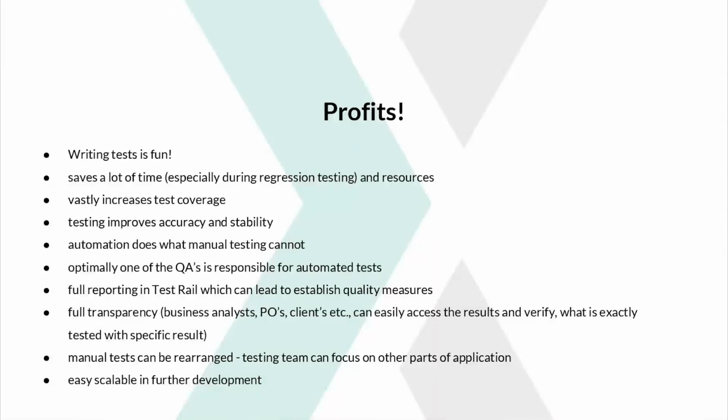It vastly increases test coverage, so we've seen the scenario outlined, where 6 users were placed at the bottom. So in further development, we can just paste another user, for example, and quickly increase the test coverage. It improves accuracy and stability. Automation does what manual testing cannot, and by that I mean, for example, the uploads, which are very time-consuming.